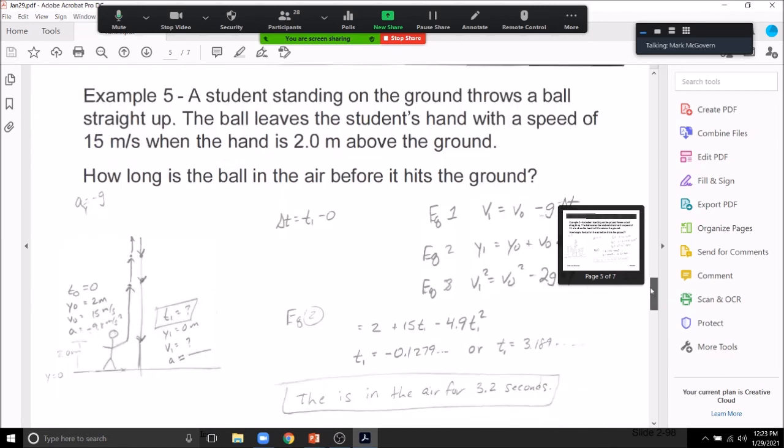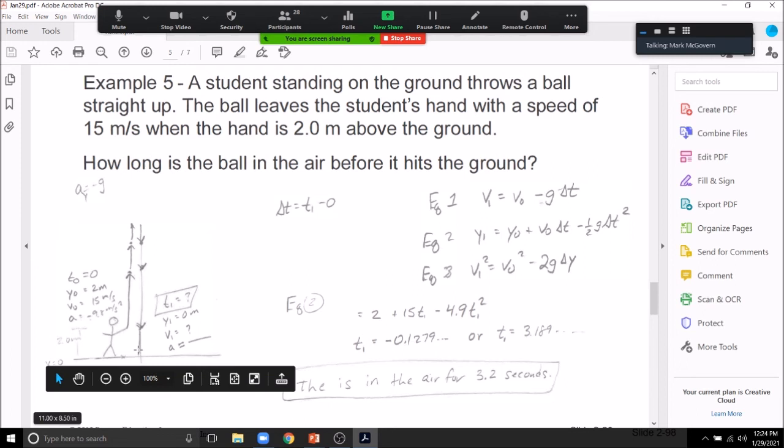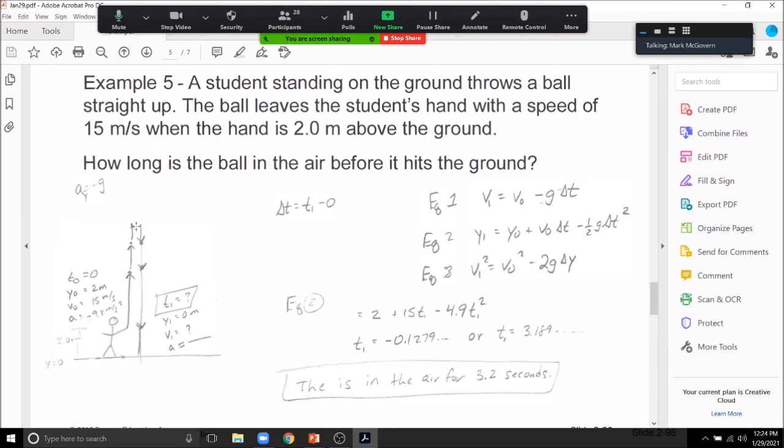We have a student standing on the ground, throws a ball straight up. The ball leaves the student's hand with a speed of 15 meters per second when the hand is 2 meters above the ground. We want to know how long the ball is in the air before it hits the ground. So I have a motion diagram here showing the ball going up, coming to a stop, coming back down. That is one continuous motion. Yes, we changed direction at some point, but the acceleration never changed. So our set of kinematic equations can describe the entire motion. You do not have to break it up into going up and coming down.